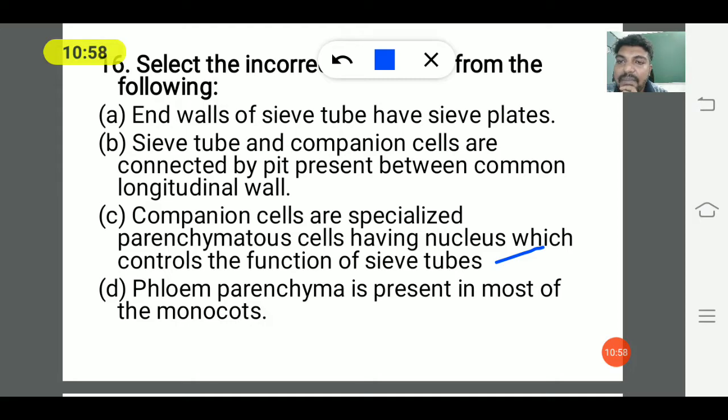Of course, that is also true. Phloem parenchyma is present in most monocots. This is the wrong one, the incorrect one, because phloem parenchyma is absent in monocots. If I take any plant and phloem parenchyma is there, you can conclude that it is a dicot. So phloem parenchyma is absent in monocots.